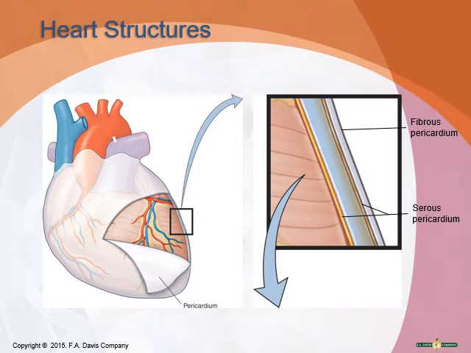The key structures of the heart that we're going to cover are the pericardium, the heart wall, the chambers within, and the valves separating each chamber. Starting with the pericardium, this is the double-walled sac that surrounds the whole heart. It's the outermost layer that anchors the heart to the surrounding tissue. The pericardium has two layers to it. The fibrous layer is the outer layer, and the serous layer is the inner layer.